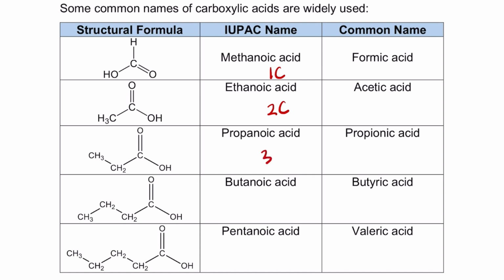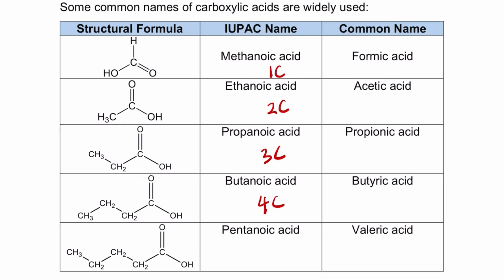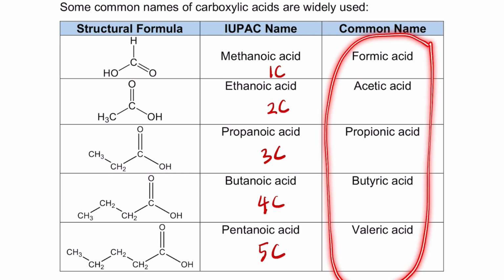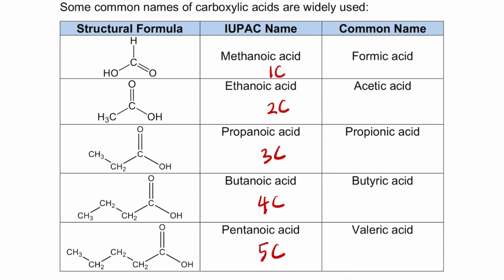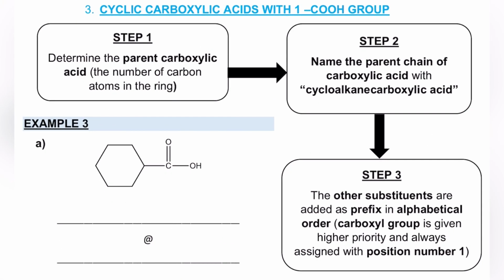Same goes for propanoic acid with three carbon atoms. Butanoic acid, the other name butyric acid, and pentanoic acid, the other name is valeric acid, with 5 carbon atoms. So these all are the common names that you can also write as your answer when you give the name for the given structure. Now we go for the next case.